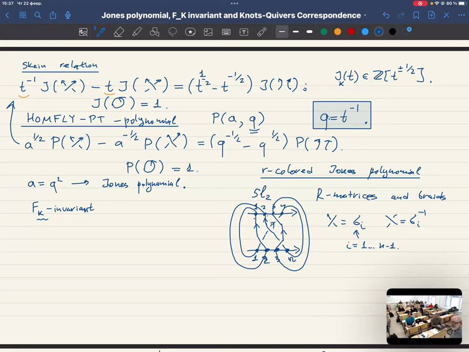So it's a really nice structure and a powerful tool to think about knots. The generators sigma_i swap the i-th and (i+1)-th strands.